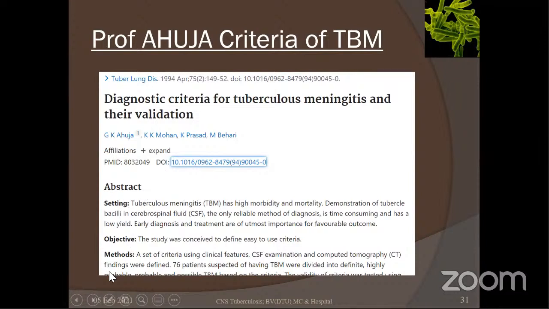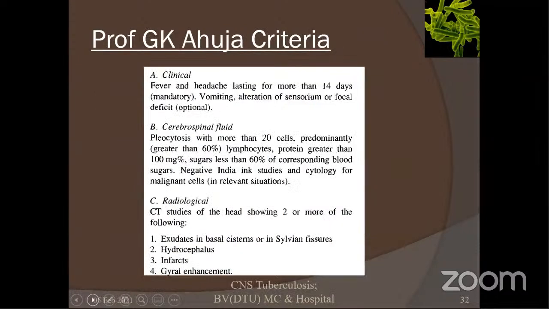Because whenever criteria are there, you can say that there is no gold standard test for this, and he based his criteria on clinical fever and headache lasting for more than 14 days, which is a mandatory criterion, vomiting, alteration of sensorium or focal deficits, pleocytosis with more than 20 cells, predominantly lymphocytes, protein greater than 100 milligrams, sugar less than 60% of the corresponding blood sugar, negative India ink studies, and cytology for malignant cells.